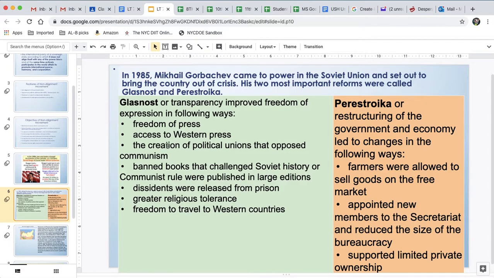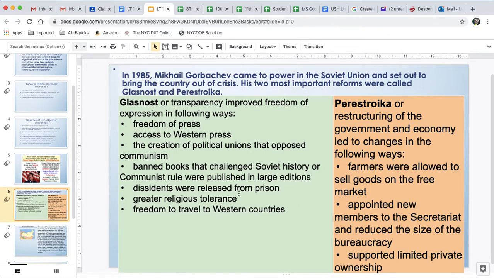The creation of political unions that oppose communism. This is very big. The workforce is no longer only about the good of the country; we start seeing the workforce rise up, and we see the implementation of unions. Banned books that challenged Soviet history or communist rule were published in large editions. Again, this is the tight rein where the government controls everything. Any book that showed the Soviet Union in a bad light was banned and taken off the shelves. Now these books are becoming accessible again.